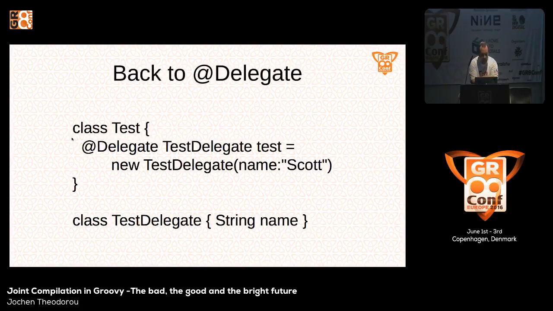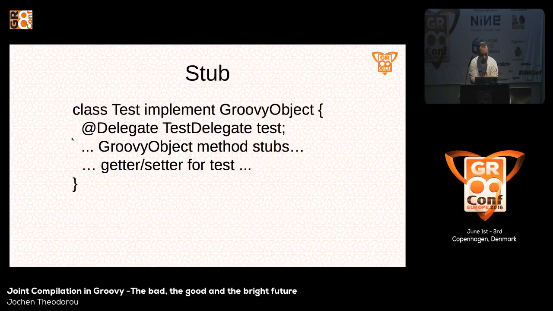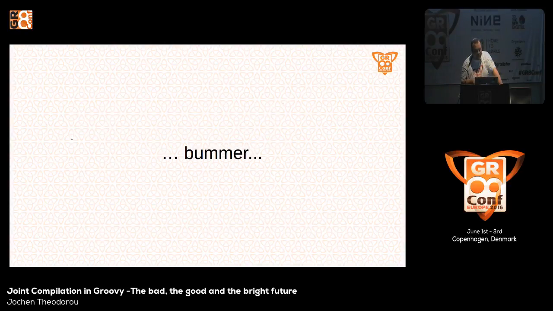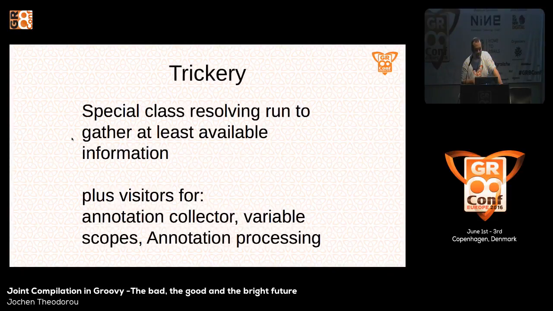So if we come back to the delegate example and look at it, then you will find the stub will not have the getName and the setName methods because a delegate did not even run yet. The stub was created after the conversion phase already. Well, that's unfortunate. And that's because of the trickery I mentioned.